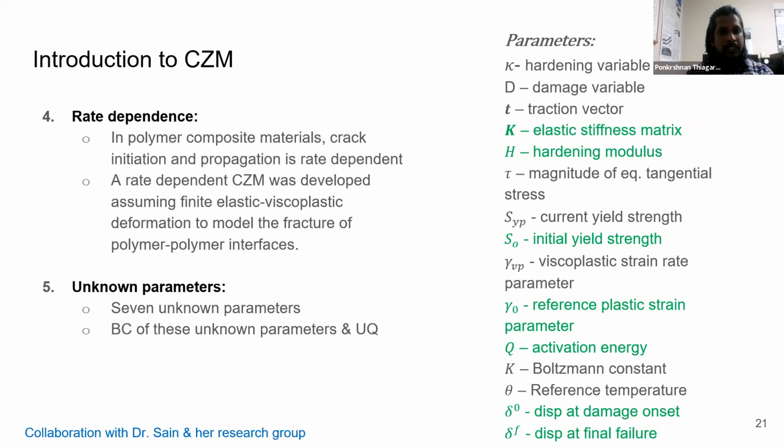Now, why do we need a rate-dependent cohesive zone model? In polymer composite materials, crack initiation and propagation are shown to be rate-dependent. By rate-dependent, I mean they're dependent on the rate of applied stress. Thus, a rate-dependent cohesive zone model was developed assuming finite elastic viscoplastic deformation in this work. Now, we have totally 7 unknown parameters. On the right-hand side, I'm showing all the parameters, and the unknown parameters are highlighted in green. So a Bayesian calibration of these unknown parameters needs to be performed to use this model, and the overall uncertainty quantification is also performed in this work.